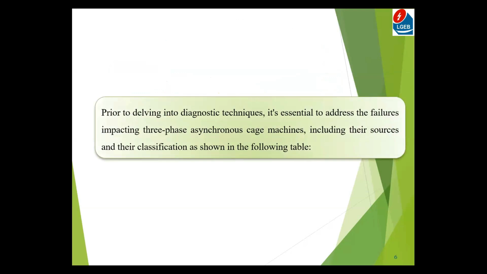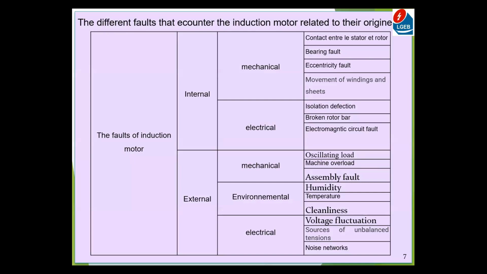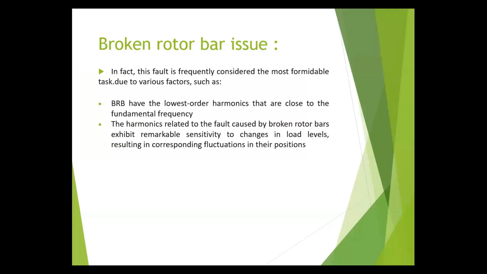Prior to delving into diagnosis techniques, it is essential to address the failures impacting three-phase squirrel-cage machines, including their sources and their classification as shown in the following table. This table presents the different faults that the induction motor encounters related to their origin. We can observe here that the broken rotor bar is considered among the internal electrical faults that occur in the induction motor. In fact, this fault is frequently considered the most formidable task due to various factors, such as broken rotor bars having the lowest order harmonics that are close to the fundamental frequency.